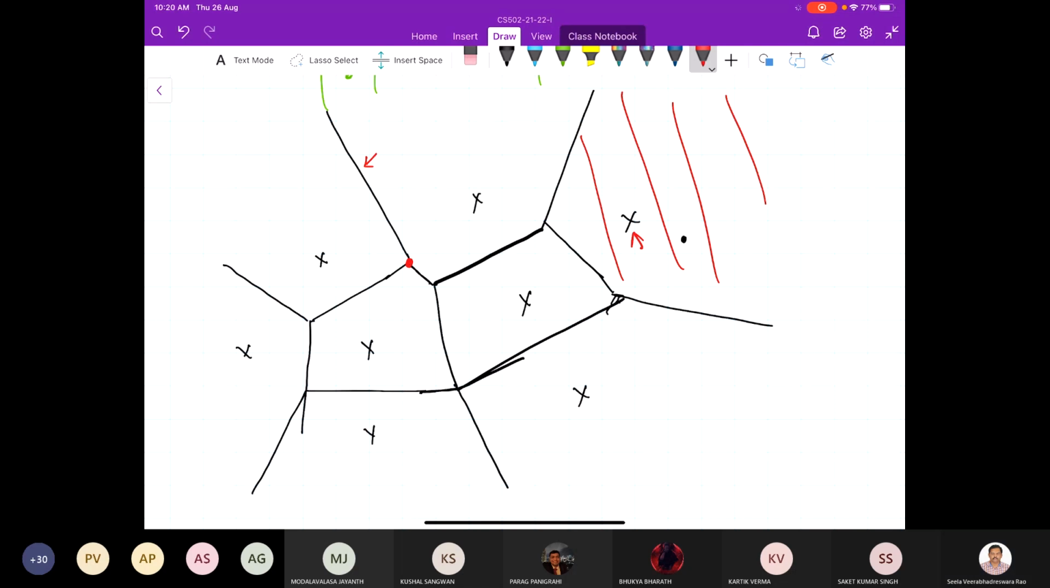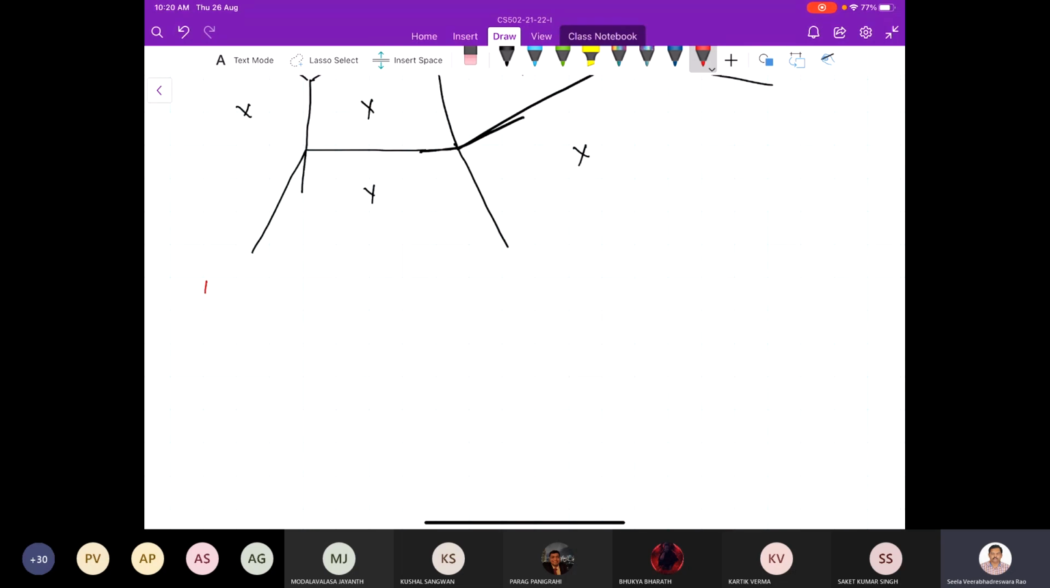So there is one data structure called a doubly connected edge list. We use this data structure to represent this Voronoi diagram, and not only a Voronoi diagram, but any planar straight line graph. If you take a planar straight line graph which is embedded in a plane, all of them can be represented using a doubly connected edge list.